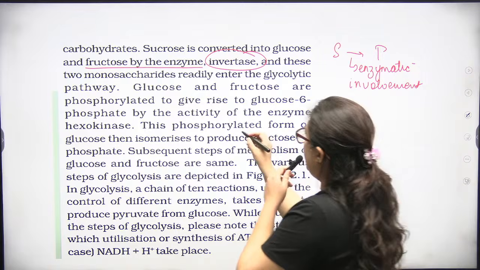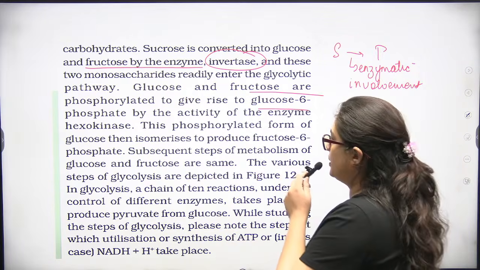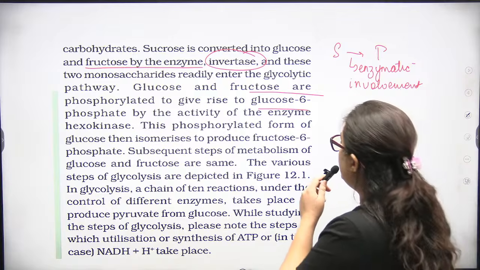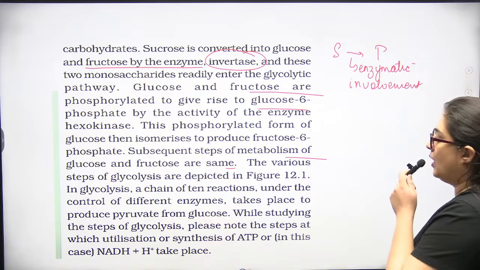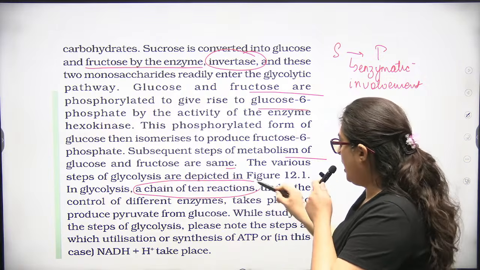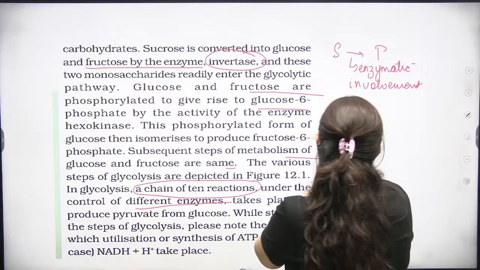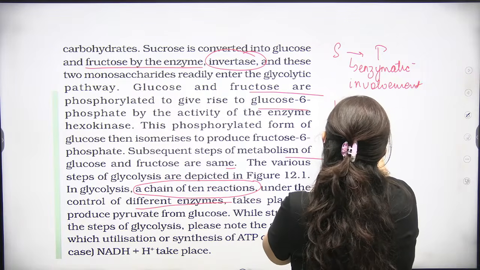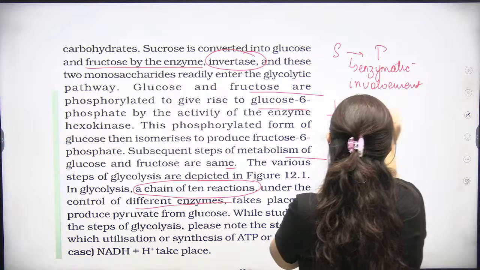Glucose and fructose are phosphorylated to give rise to glucose 6 phosphate. Subsequent steps of metabolism of glucose and fructose are the same. In glycolysis, a chain of 10 reactions occurs under the control of different enzymes. 10 reactions.